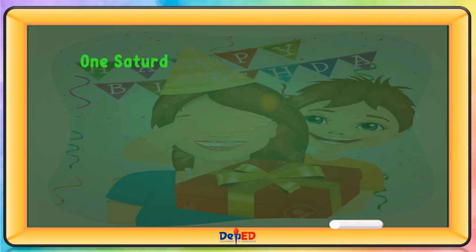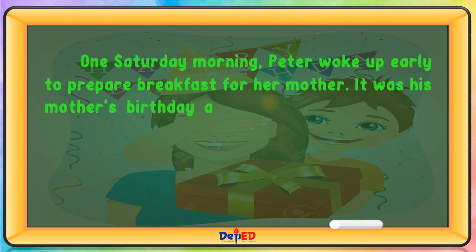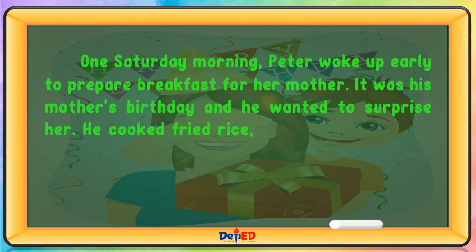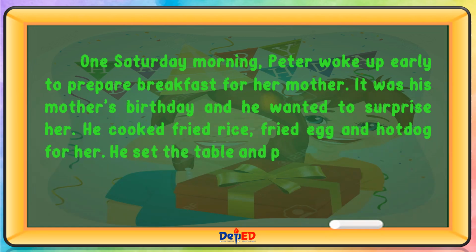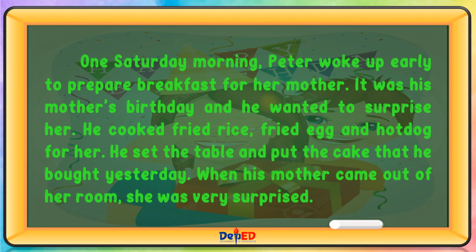One Saturday morning, Peter woke up early to prepare breakfast for his mother. It was his mother's birthday and he wanted to surprise her. He cooked fried rice, fried egg, and hot dog for her. He set the table and put the cake that he bought yesterday. When his mother came out of her room, she was very surprised.